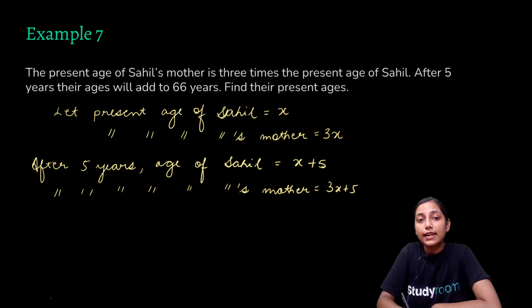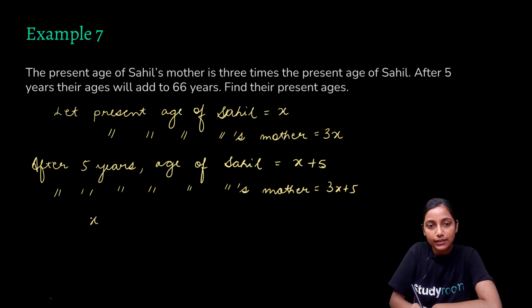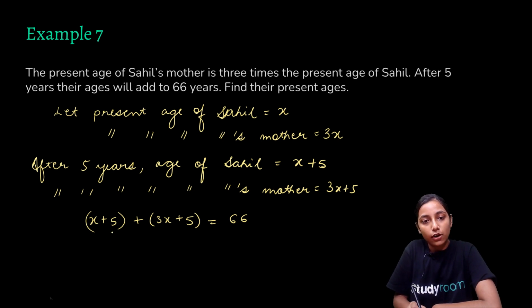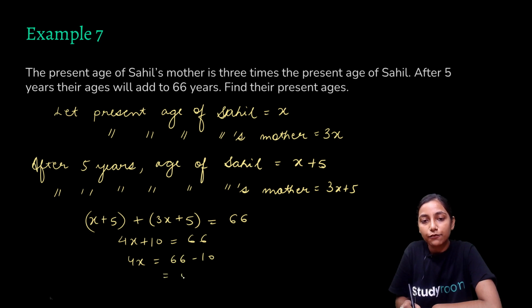Now after 5 years, their ages will add to 66 years. That is, if we add x plus 5 and 3x plus 5, we will get 66. We need to find their present ages, that is, we need to find x and 3x. We'll solve this. It will become 4x plus 5 and 5, 10 is equal to 66. Take the constant to the other side. It will be 4x is equal to 66 minus 10, that is 56.